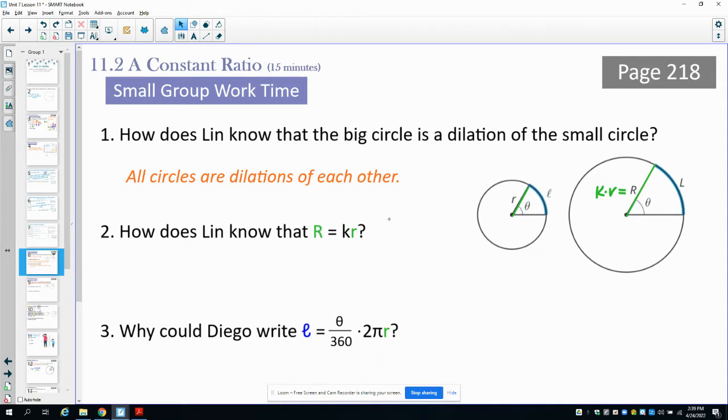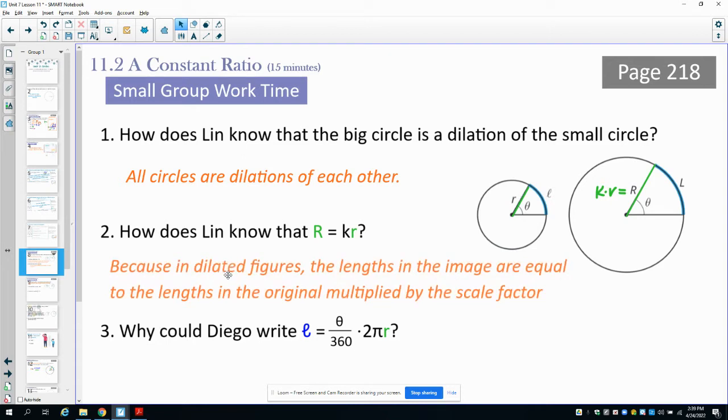So how does Lynn know that the radius in the image circle is equal to k times the radius from the original? That's because that's the definition of dilations. With dilations, the length in the image in the second figure is always the original length times the scale factor. So the original radius times the scale factor will give us our new radius.